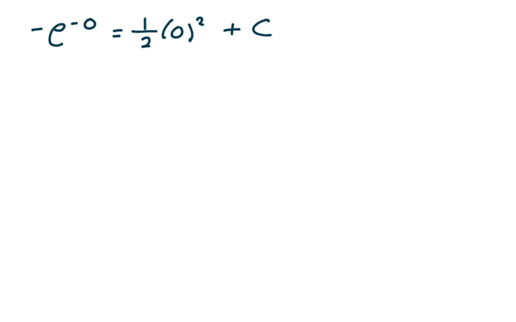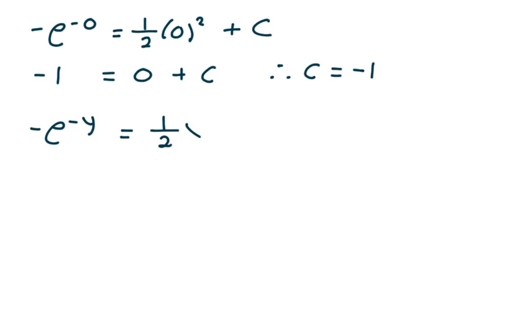And we're going to solve for c. But remember that e to the 0 is 1, e to the negative 0 is 1, right? So negative 1 is 0 plus c. So therefore c is negative 1. So negative e to the negative y is equal to 1/2 x squared minus 1. So we're not done because we want to solve for y. So e to the negative y is 1 minus 1/2 x squared. So I just multiplied both sides by negative 1.